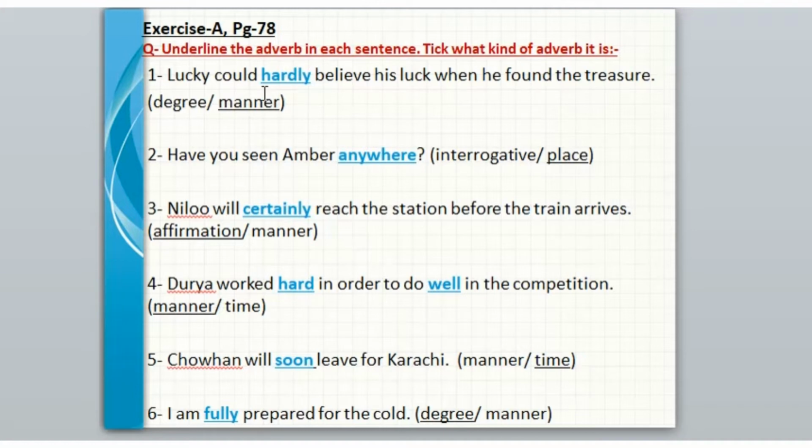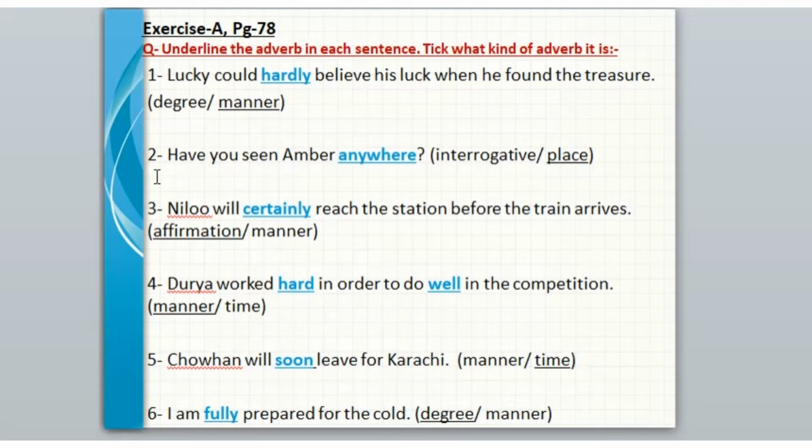Number 1 says, Lucky could hardly believe his luck when he found the treasure. The bracket says degree, manner. Lucky is the person. Could hardly believe. Hardly defines he was unable to believe that something really happened. When some good thing happens, some people find it hard to believe, right? So this hardly is actually the adverb. And what kind of adverb is it? Adverb of manner. So I want my students to underline hardly and put a tick on top of manner. Put the tick on top of the option here, not below or somewhere else. Your tick should be exactly, accurately on top of the correct option.